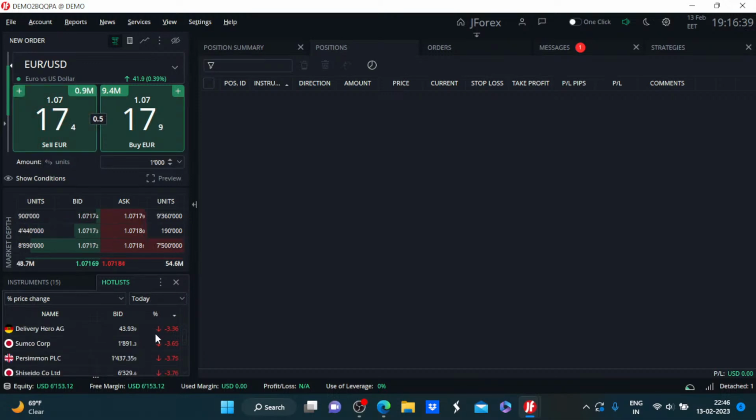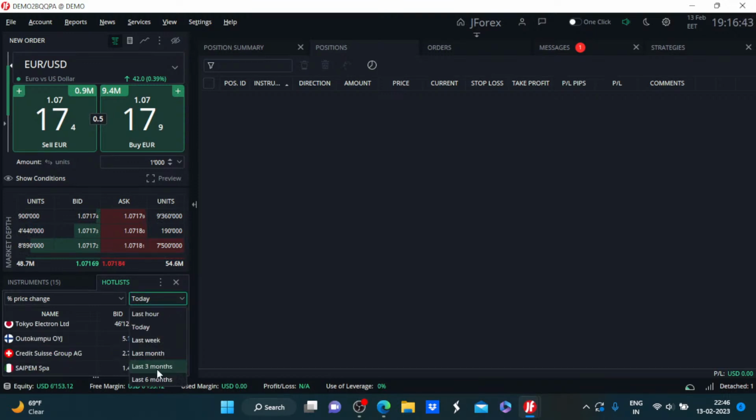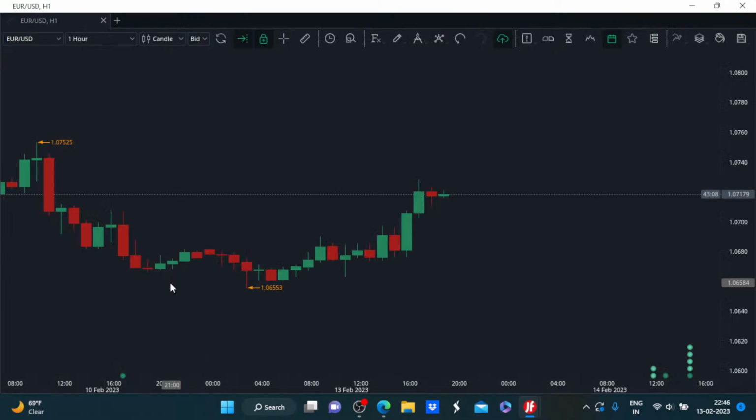Even for the day, you can set this criterion: day, week, month, 3 months, 6 months. All these options are there. So try it out. It's going to give you insight into the volatile stocks, and then you can devise a system to profit from that increased volatility.